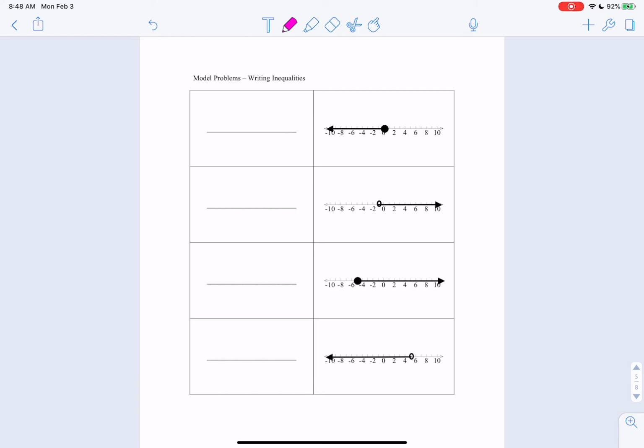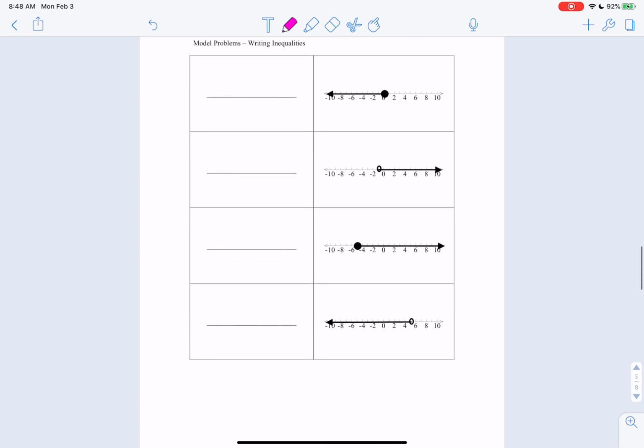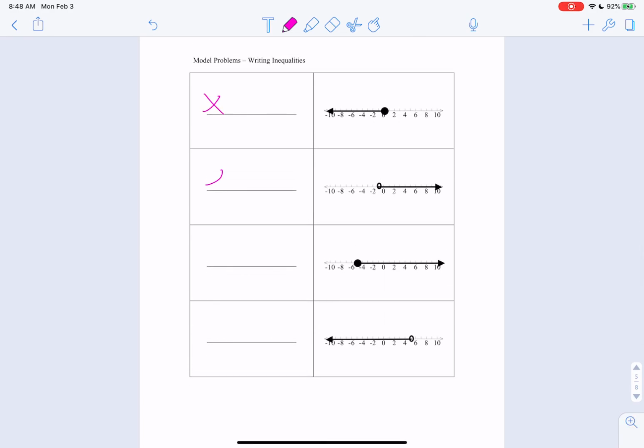So for the first example, I know that bubble is on the 0. For each of these, you can just quickly write your X's, and then write the numbers that the bubbles are on. So in the first one, we have 0. The second one, we have -1. Third one, we have -5. And in the fourth one, we have a regular 5.